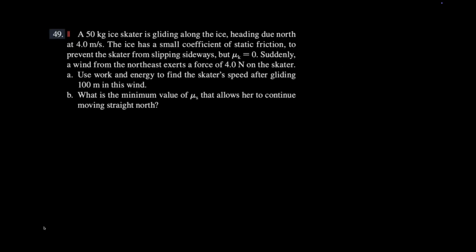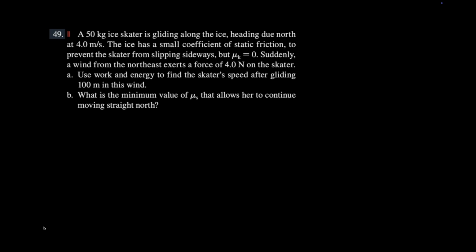Another just in case, question number 49. We have the mass of an ice skater that is gliding due north at 4 meters per second. We're pretending like there's absolutely no kinetic friction. In other words, it's negligible. But there is static friction, which keeps our skater from sliding sideways, keeps our skater on course going north.